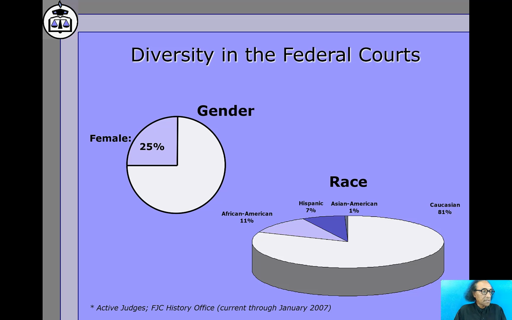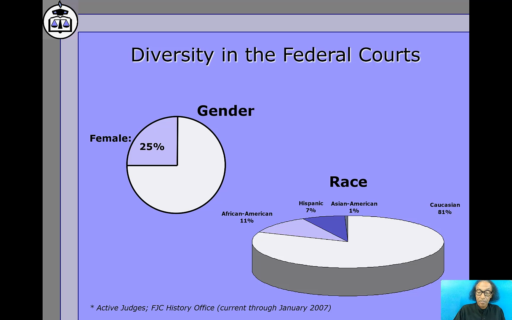Now let's talk a little bit about the nature of the federal courts. Diversity is one of the biggest issues in the federal courts, as it's perhaps in the legal profession in general. And as you can see here, only 25% of the federal courts are female, which means the vast majority are male. If you look at the distribution by race, again, you can see Caucasian is 81%, African American 11%, Hispanic 7%, and Asian American 1%. So there's a great need for diversity in the federal courts, both in terms of race, ethnicity, and gender.